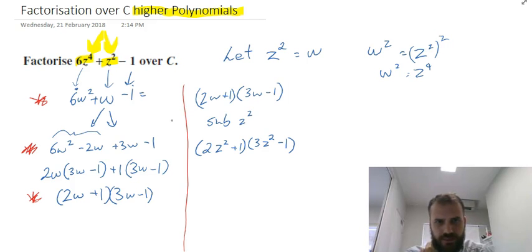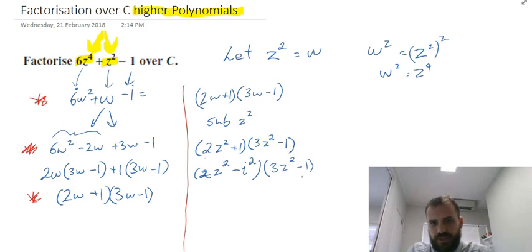Now this 2z^2 + 1, that plus 1 can be written as 2z^2 - i^2. So we're really looking for an opportunity to put that i squared in there. There's our opportunity. And 3z^2 - 1. From here, each of these brackets is a difference of two squares. So 2z^2 - i^2, the difference of two squares here.